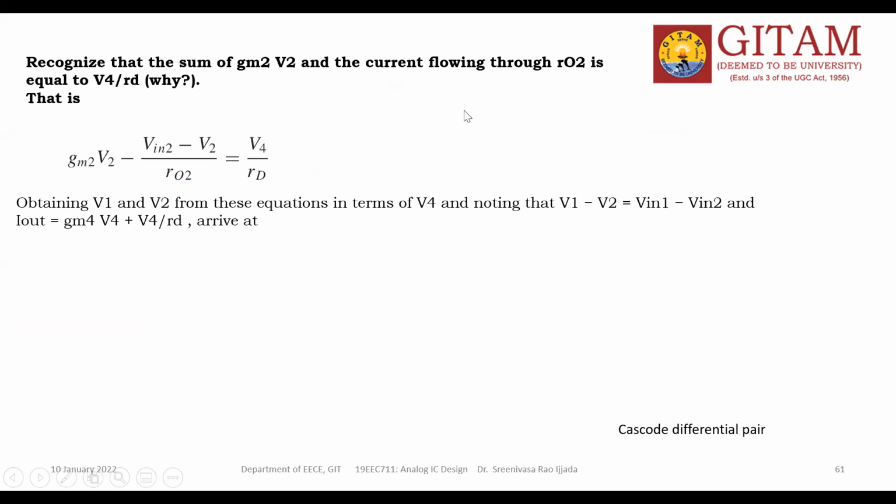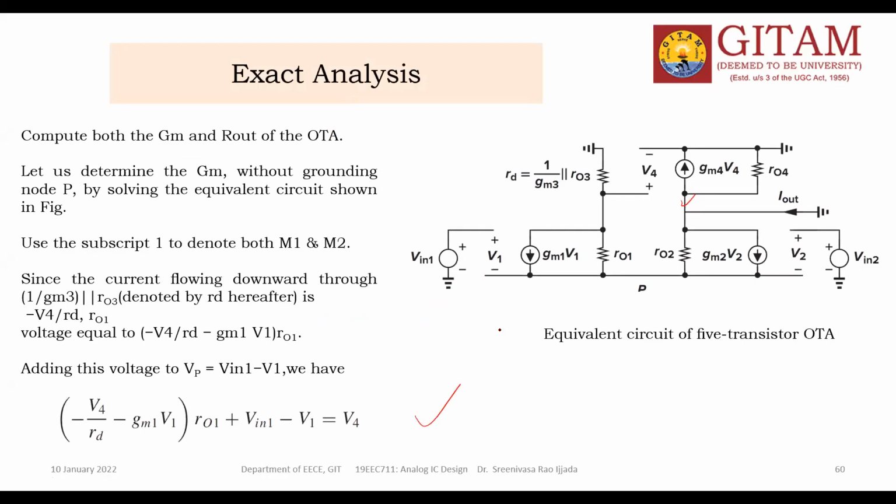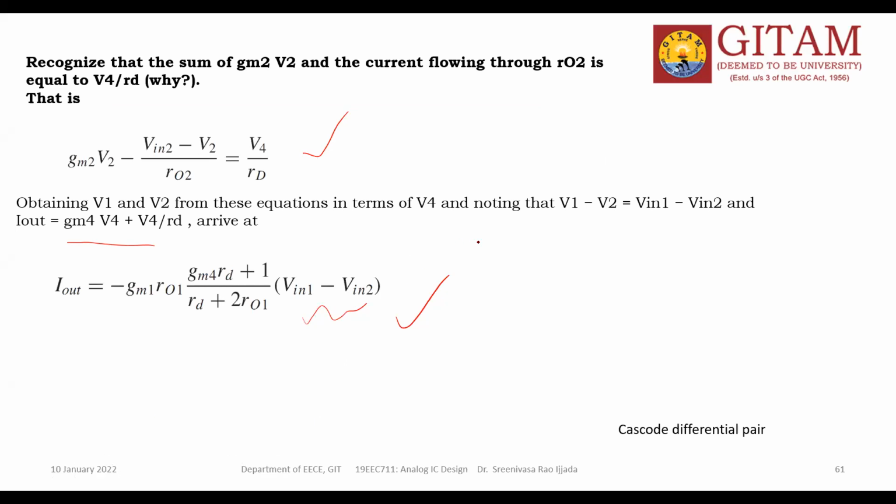So now, obtaining V1 and V2 from these equations in terms of V4, and noting that V1 minus V2 is equal to Vin1 minus Vin2, I out is equal to this much: Gm4 into V4 plus V4 by R02. Therefore I out is equal to minus Gm1 into R01 multiplied with Gm4 into RD plus 1 by RD plus 2 R01, multiplied with the difference between these two. So this equation and this equation, you need to add, then you will get this I out value.